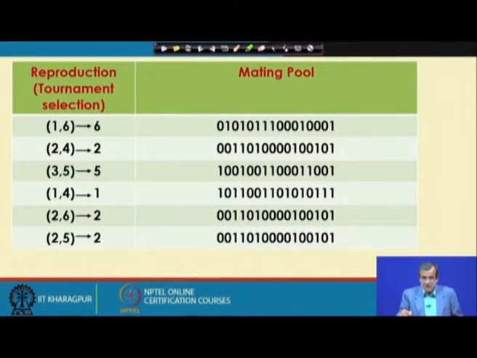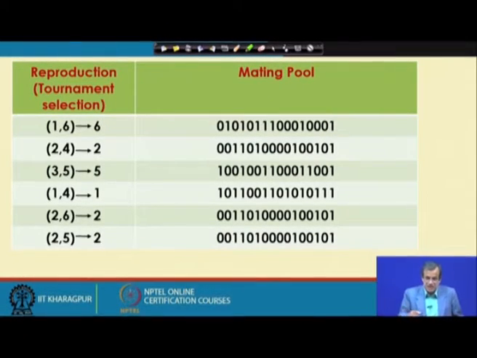And this mating pool is actually a better population of solutions. And if I see the average fitness of this particular population of the mating pool, the average fitness of the mating pool is expected to be better compared to that of the initial population.